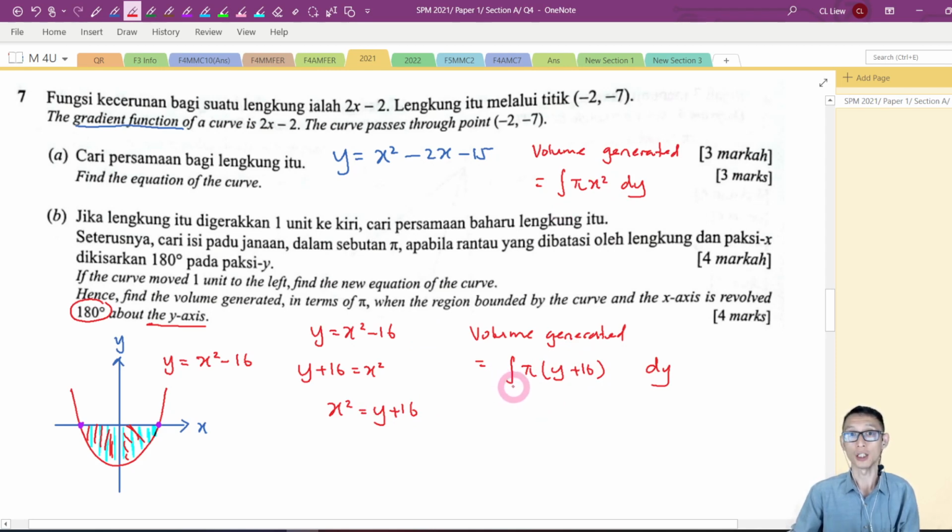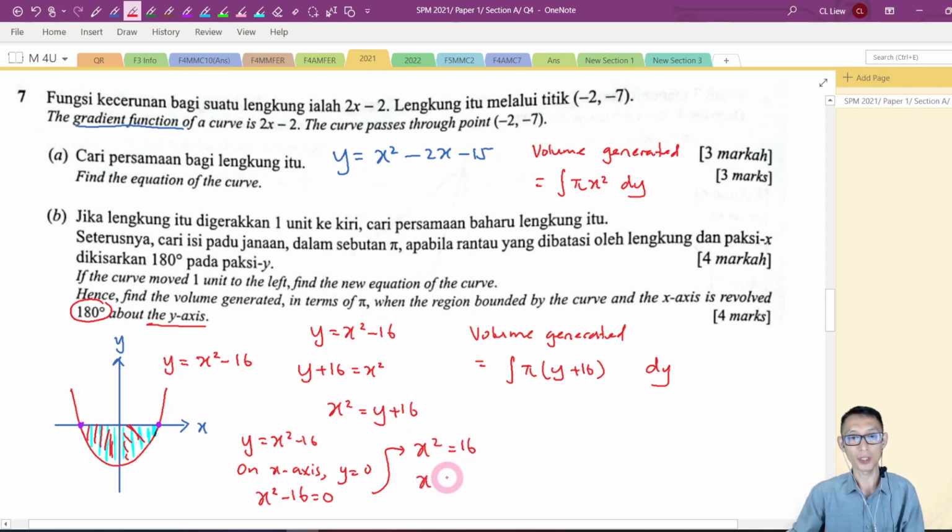Okay, and we need the lower limit and upper limit. y is equal to x squared minus 16. On the x-axis, we know that y is equal to 0. Therefore, x squared minus 16 is equal to 0. So x squared is equal to 16. Then we know that x is actually equal to plus minus 4. So this is my negative 4 and this is positive 4. So the lower limit will be negative 4. Upper limit will be positive 4. Now we can start to do the integration and get the volume generated.